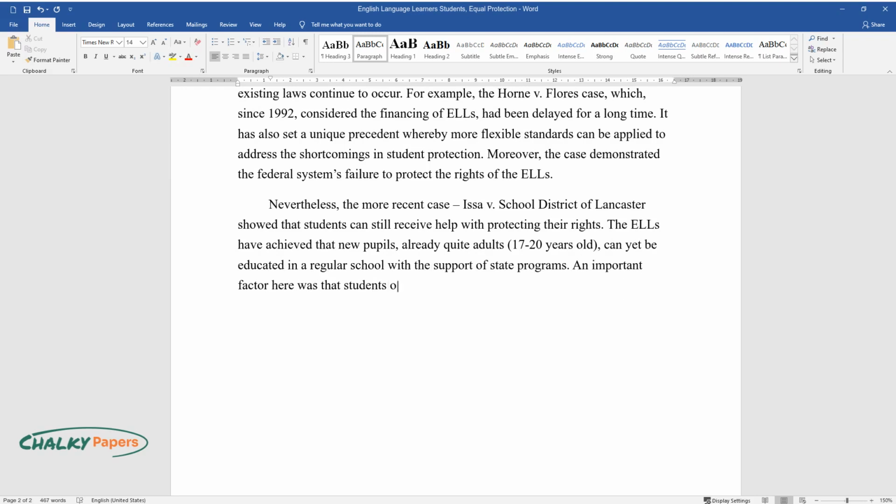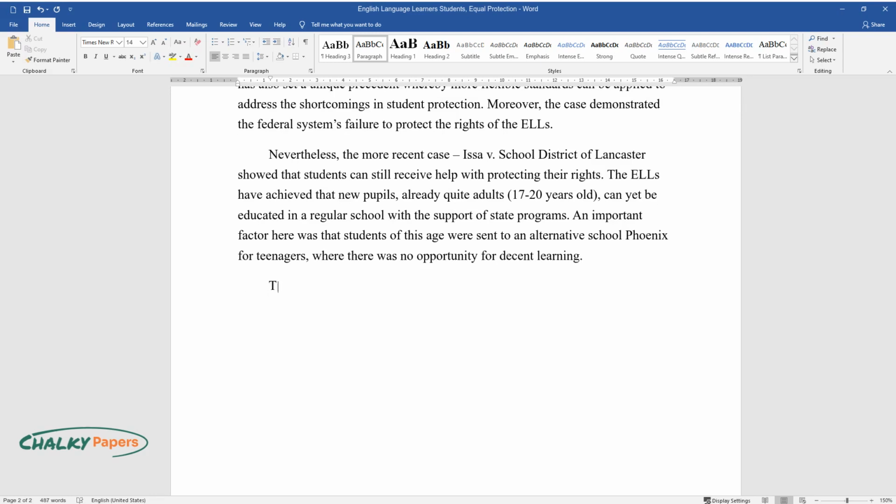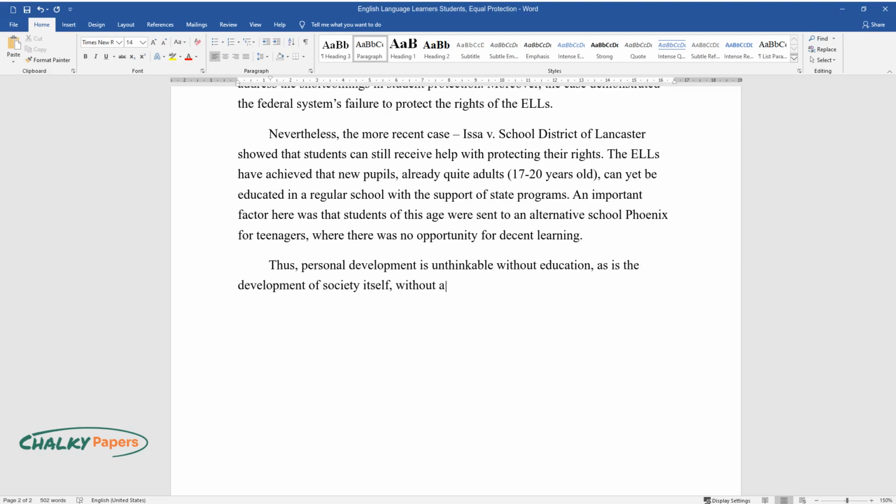An important factor here was that students of this age were sent to an alternative school, Phoenix, for teenagers, where there was no opportunity for decent learning. Thus, personal development is unthinkable without education, as is the development of society itself, without allowing every citizen to study.